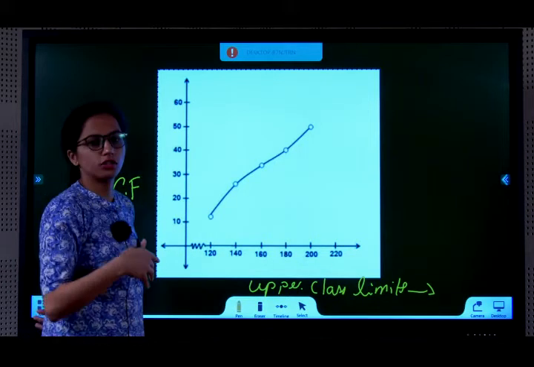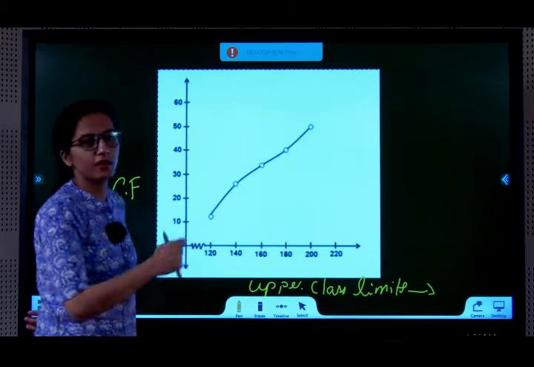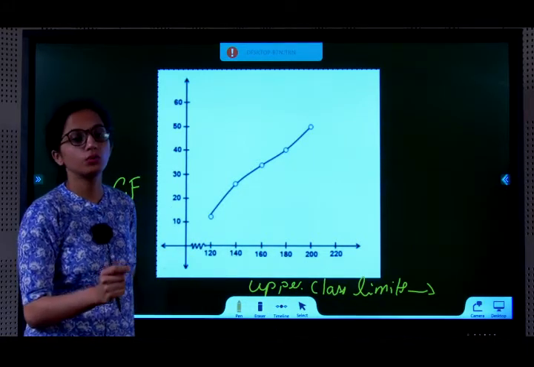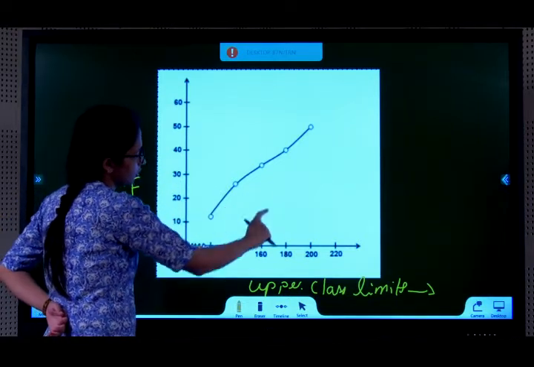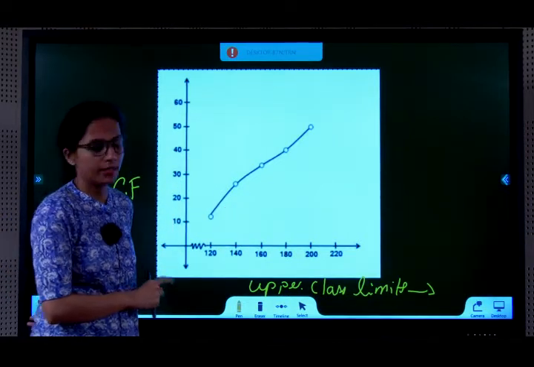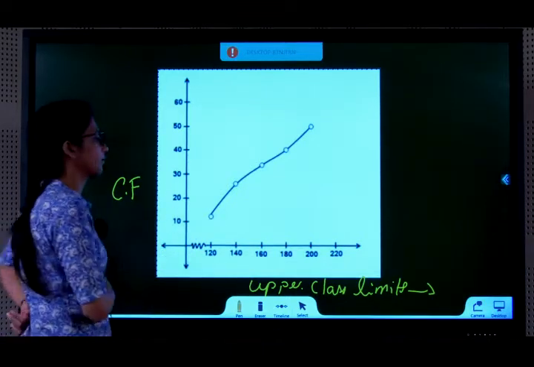They have not told us to find the median in this question, so we don't do it. If they had told us to find the median, then what would we do? We take n by 2, find the value of n by 2 here, drop a perpendicular and get the median, right? Next question, they have told us to find the median. Let's see how to do it.